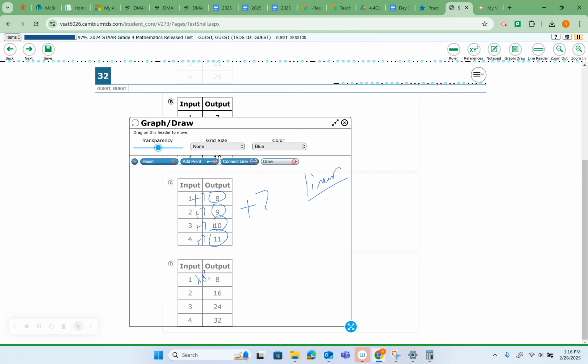This is times 8, right? 2 times 8. 3 times 8 is 24. 4 times 8 is 32. So we're applying all those operations that we learned. I don't know why I put 6, but this is times 8.